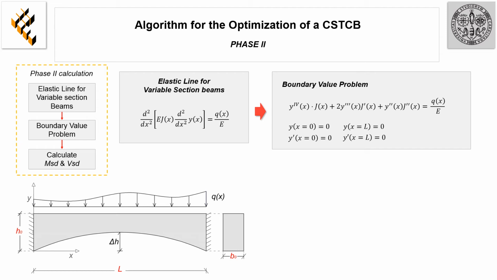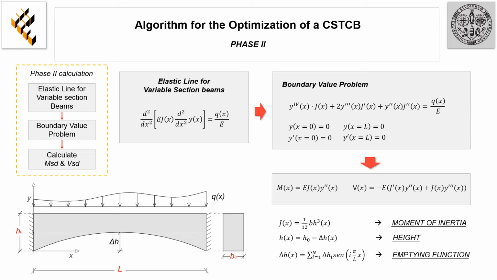Once the boundary condition is solved, the distribution of the bending moment and of the shear forces is calculated by this expression, where J(x) is the moment of inertia for variable height beams, h(x) is the variable height of the beam, defined as the height at the extremities minus the delta h, which is called the empty function.